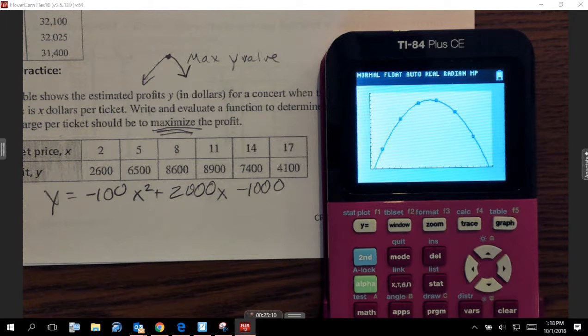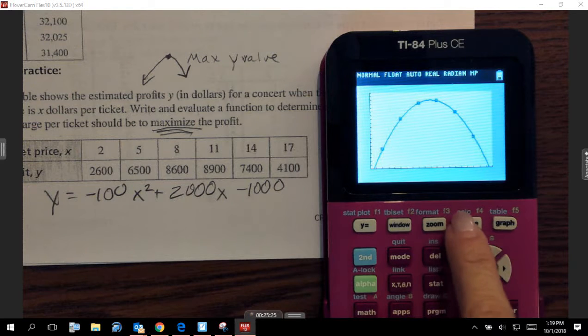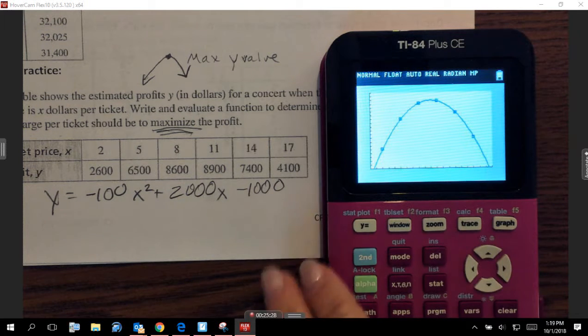Without the line going through it, can you tell it would be a parabola with just the dots? So we need to maximize the profit. We're going to find our vertex. To find your vertex and a lot of other important things that we do on the graph, it's all under this calc button, which is second trace. So go to second trace.